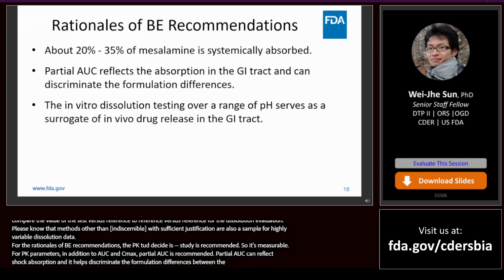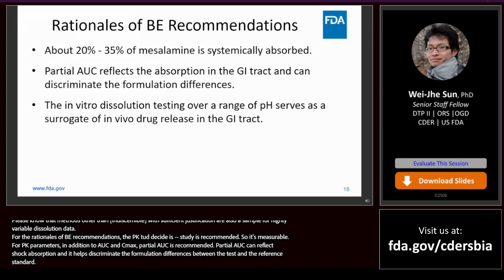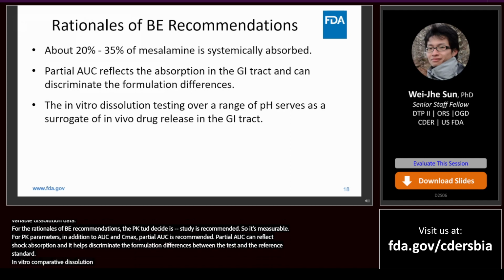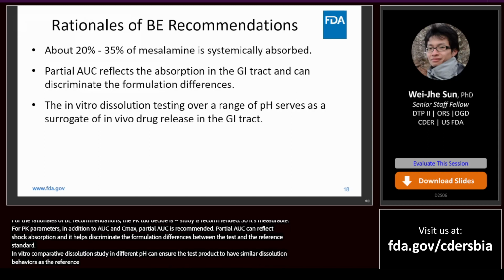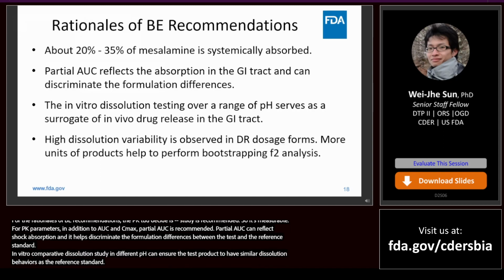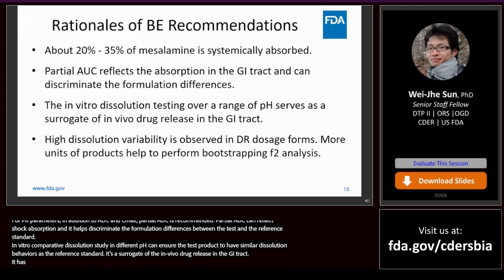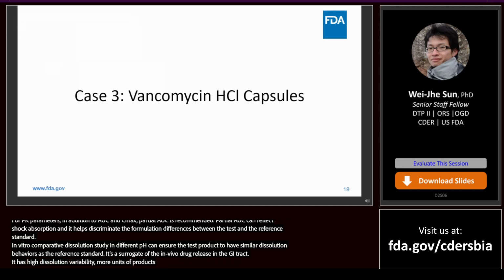In vitro comparative dissolution study in different pH can ensure the test product has similar dissolution behaviors as the reference standard. It serves as a surrogate of in vivo drug release in the GI tract. Mesalamine dosage forms have high dissolution variability. More units of products help to perform bootstrapping F2 analysis.